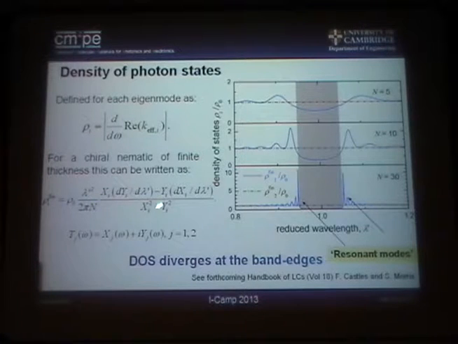This looks like a rather complex expression, but don't worry too much. It's based on a transmission coefficient term that you can work out for the helical structure, based on a real and imaginary term for the two different eigenmodes in the structure. And what I want to point out is that these are the two modes of interest. So this is what correlates with our laser modes.